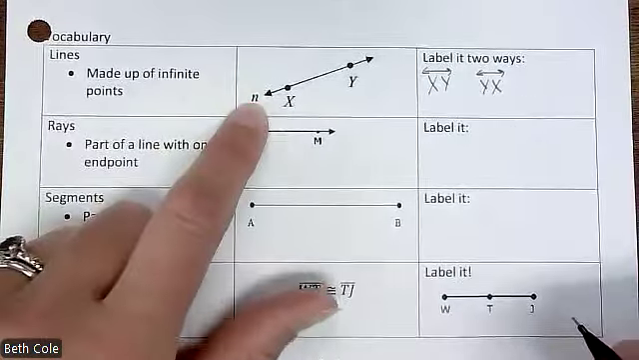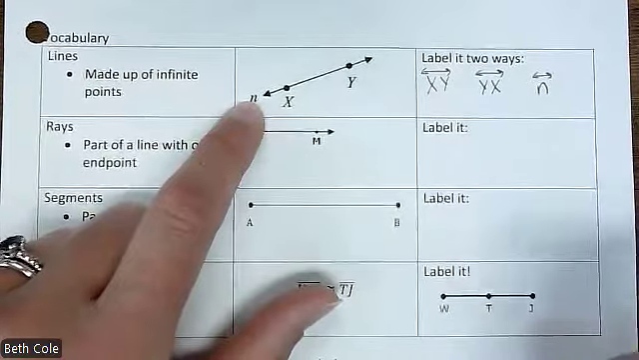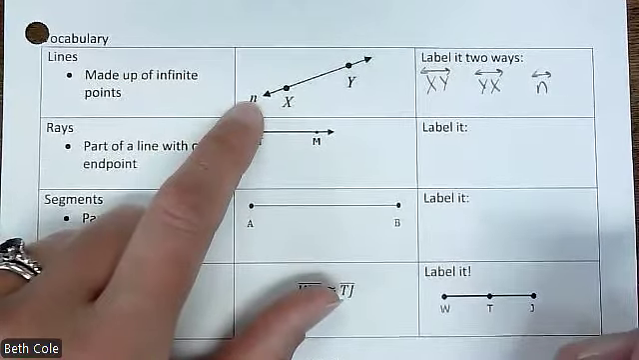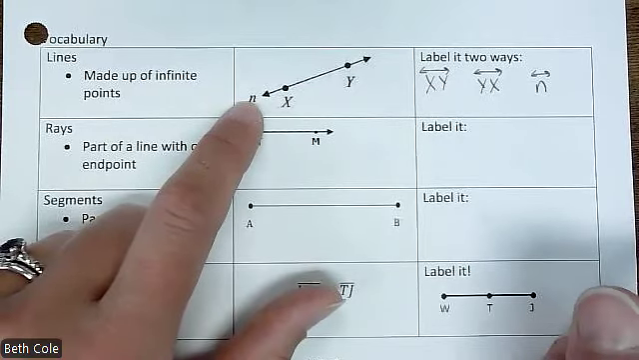And then do you see how it's also called line N? So you can simply just call it line N as well. So 3 different ways you can label that. But it has an arrow on both sides. Do we all understand what a line is? I told you it wasn't going to be that hard.